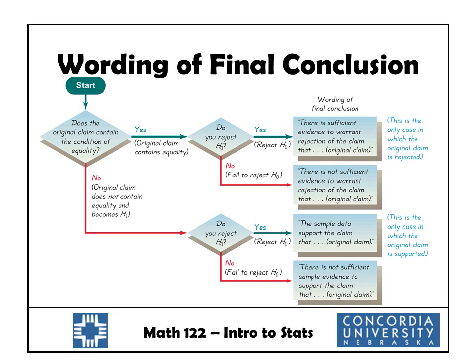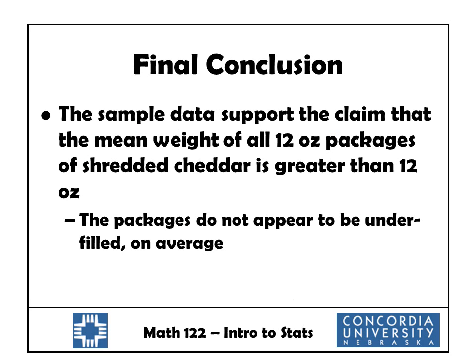Okay. Now we word our final conclusion the same way. We'll use this flow chart. The original claim did not contain equality, so we go down. Do you reject the null hypothesis? Yes, we do. So the sample data support the claim that the mean weight of all 12-ounce packages of shredded cheddar is greater than 12 ounces. Okay. So our sample data did appear to support the claim, and that level of support was indeed great enough for us to conclude that the claim does indeed appear to be true.